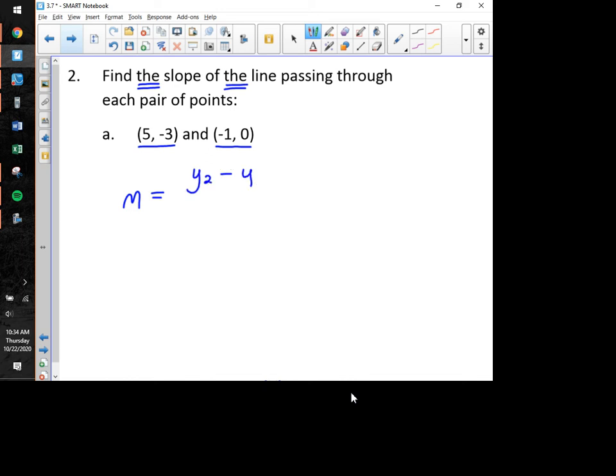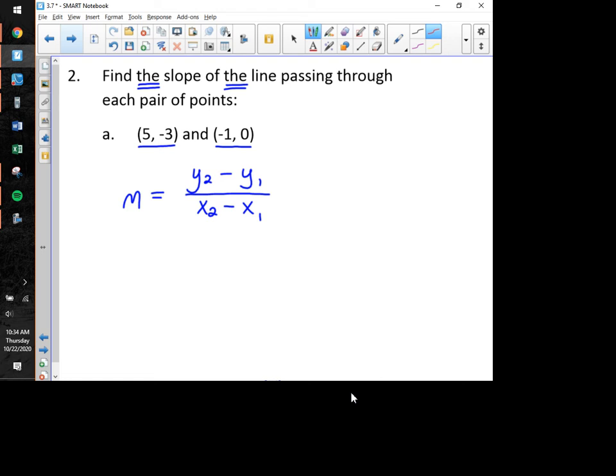y sub 2 minus y sub 1 over x sub 2 minus x sub 1. Now this is probably the third formula we've learned already this year that references these numbers of x1, y1, x2, and y2. We saw this same type of notation when we were using the distance formula and the midpoint formula back at the end of chapter 1.